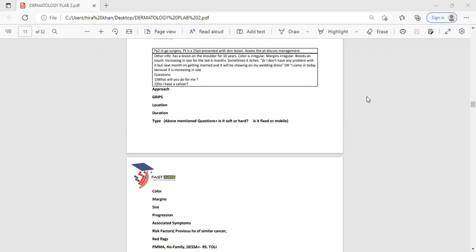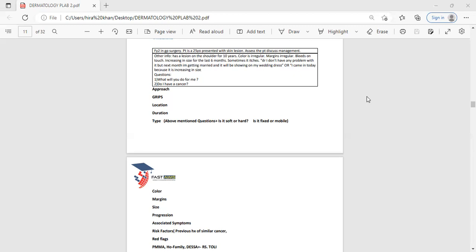Well, I haven't said that I want to get it removed, doctor. Okay. Then what is your concern? Because it is increasing in size and now it is bleeding, so I just want to know what's happening. All right, we'll get to that. Do you have any chronic illness? No. Any diabetes? No. Any medications you are on? No. All right.